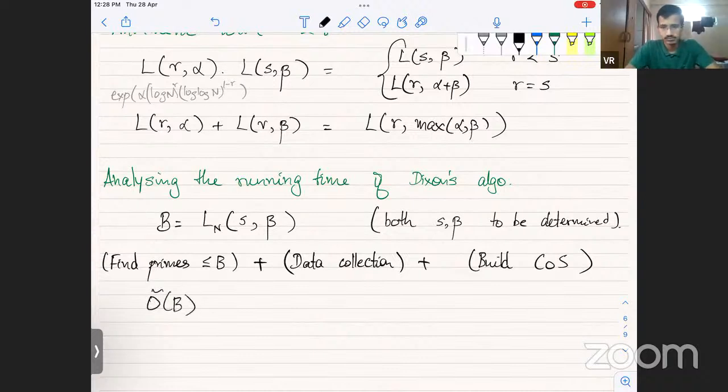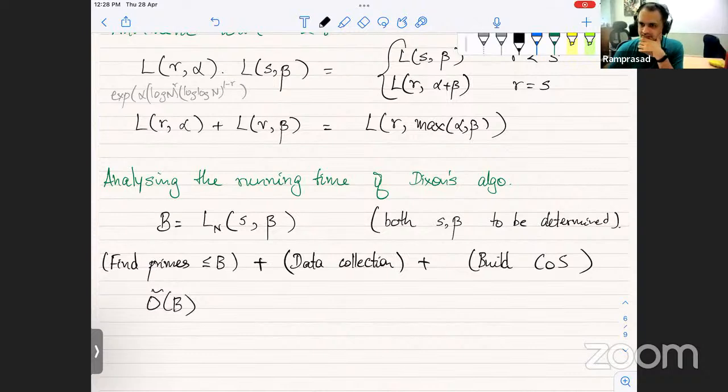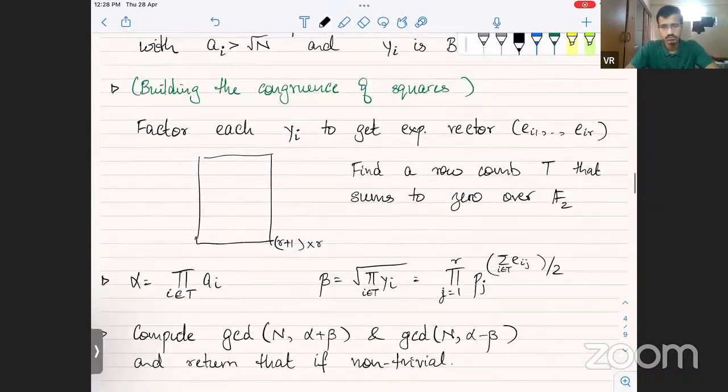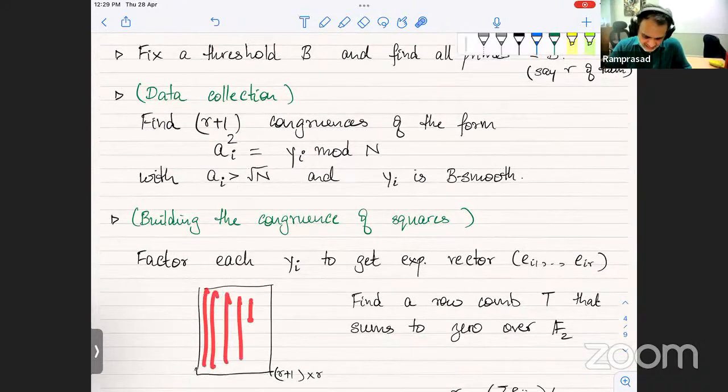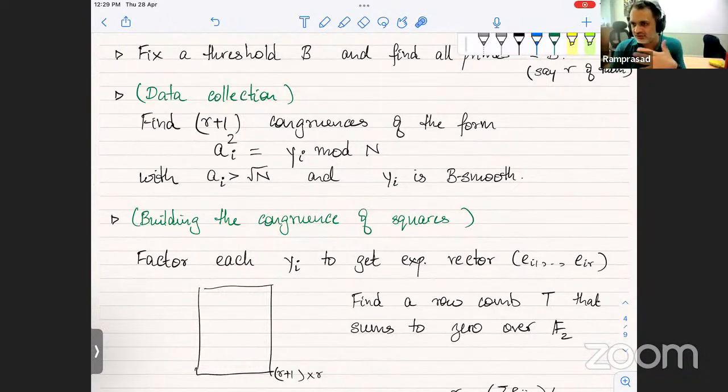Now let's ask ourselves, how much time will the data collection take? The first thing we need to figure out is how many such congruences we need. If I'm looking at the first B numbers, the number of primes you will find is about B by log B, but let's just say it's B minus 1 or something. I'm being sloppy here. Which means you roughly need about B congruences of this type, because the number of columns in this matrix is roughly B by log B. So I need to build at least that many rows in order to solve this. We are all talking in the order of B. So I need B congruences.